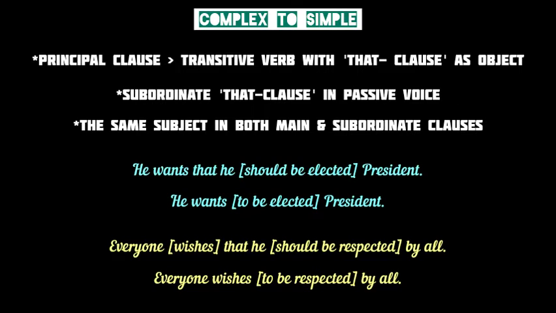The next example is everyone wishes that he should be respected by all. The that clause, that he should be respected by all, is in the passive voice and the object of the verb wishes. The subjects of the two clauses also refer to the same person here. So in place of the subordinate that clause, we are using a passive infinitive in a simple sentence here. Everyone wishes to be respected by all. To be respected is the passive infinitive replacing the that clause, that he should be respected.